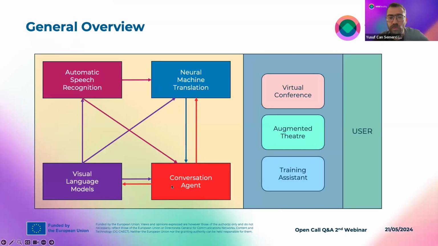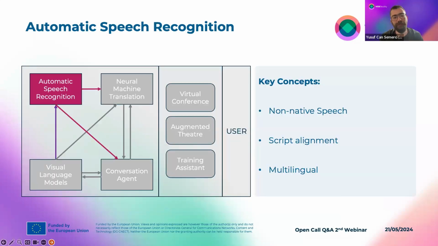And this is the general view of the technologies that we are providing and the overall architecture of all connections between the VOXReality models. So we have a speech recognition model, neural machine translation model, visual language models, and conversation agents. And the arrows indicate the connections between these models that are already established in the project.